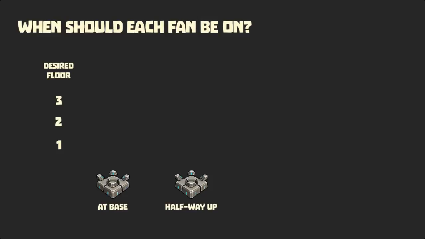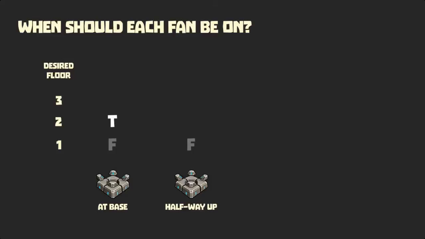Now if our desired floor is floor 1, whether we are there or coming down from a higher level, we definitely want that fan to be off, so it should be receiving a false signal. Same thing for the fan halfway up. It should also be turned off at this time. But if we're going up to level 2, then we definitely want the fan at the base to be on, so that should receive a true signal.